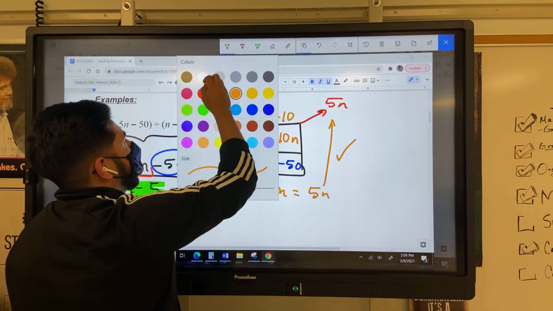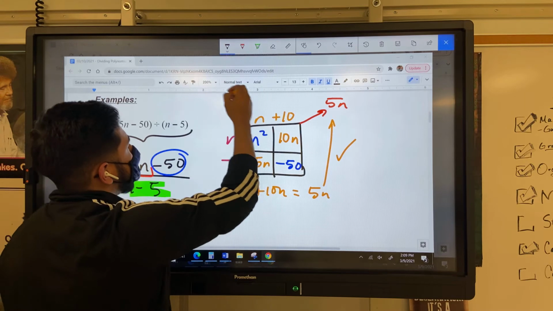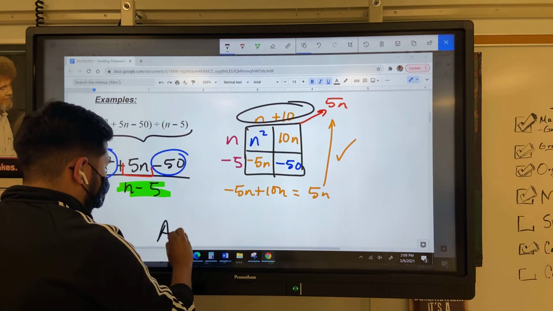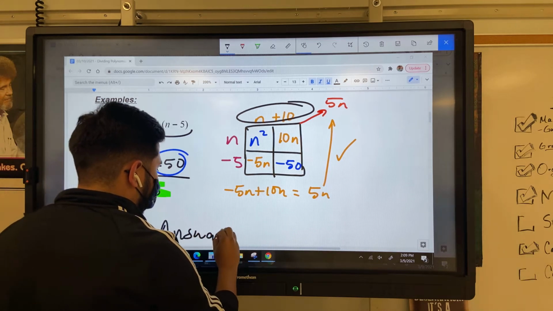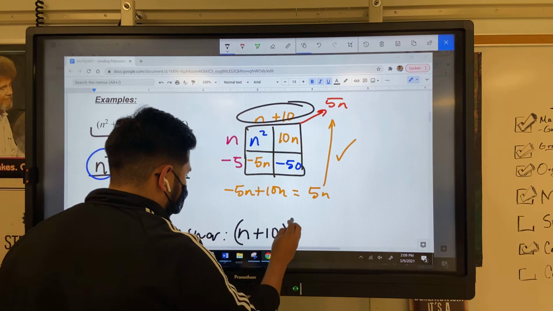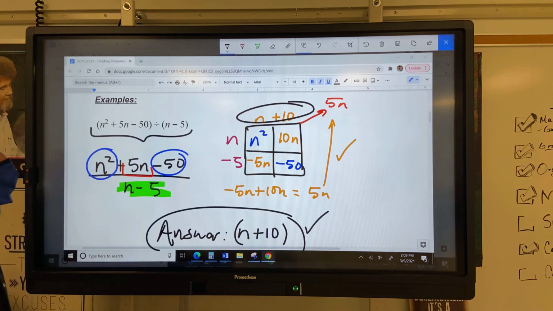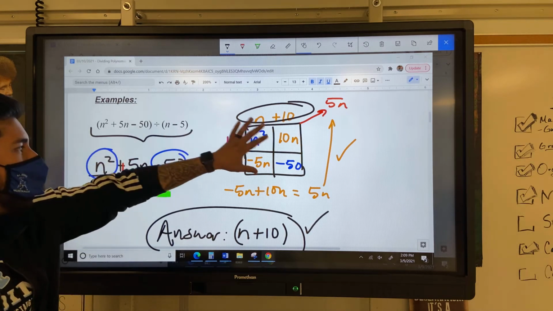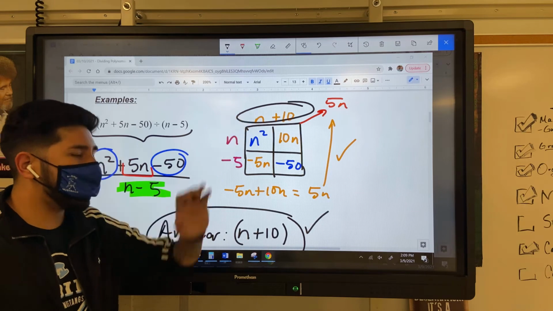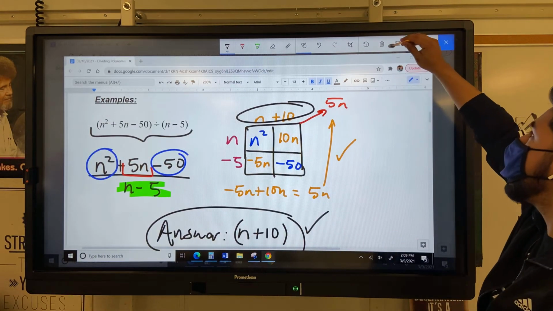So what's my answer? I already used all the colors in the book. Let me just use black. Boom. My answer is n plus 10. Check mark. Pretty straightforward. So we set up the trinomial in the box. We put the binomial on the side. Make sure everything works to get the top part. Let's keep going. Pause if you need to watch it again.